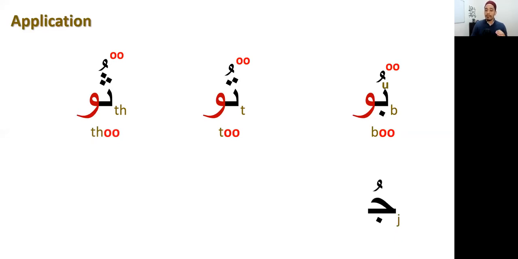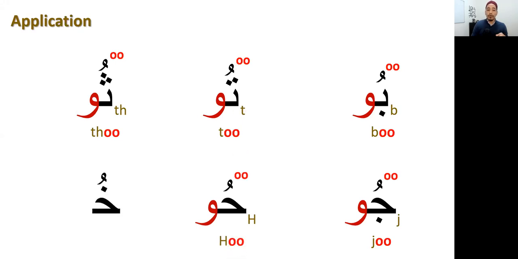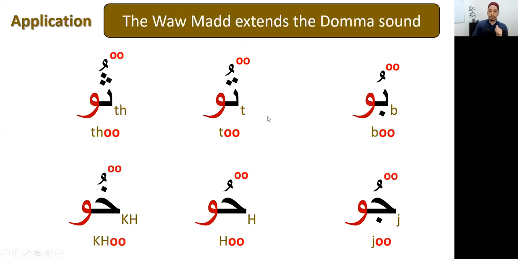Same here, we have ju. Add the waw mad. The u extended to oo. We have joo. Hu. Add the waw mad, and you have hoo. Khu. Add the waw mad, and now you have khoo. So the waw mad extends the dhamma sound.